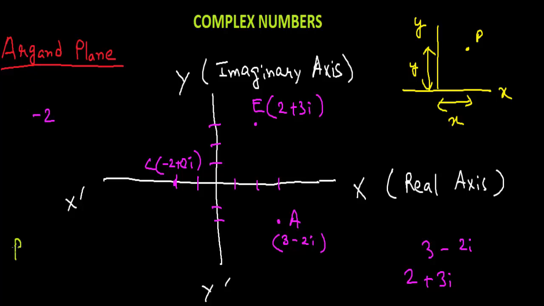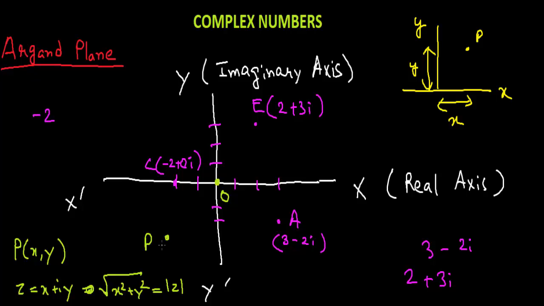Suppose a point P of x represents the complex number Z equals x plus iy. Then the distance between P and the origin, suppose this is our origin O, will be given as the square root of x square plus y square, which is also known as the modulus of Z. So this gives the distance of the point P from the origin.